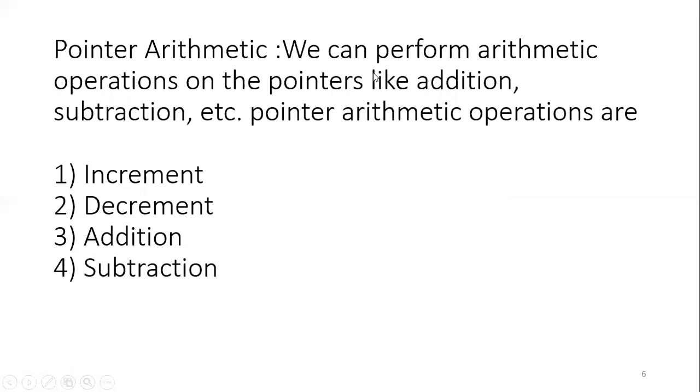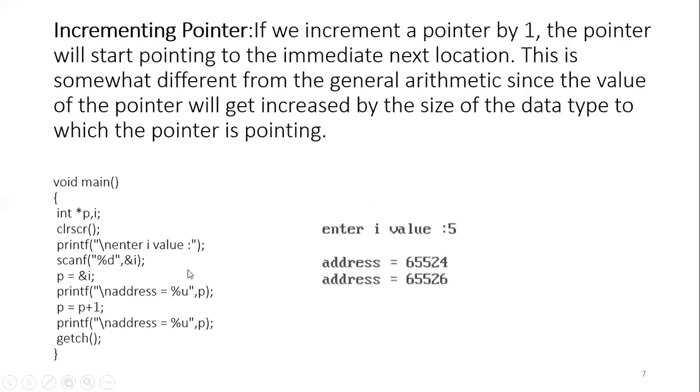Pointer arithmetic. We can perform arithmetic operations on pointers like addition, subtraction, etc. The pointer arithmetic operations are increment, decrement, addition, and subtraction. Increment pointer. If we increment a pointer by 1, the pointer will start pointing to the immediately next location. This is somewhat different from general arithmetic, since the value of the pointer will increase by the size of the data type to which the pointer is pointing.